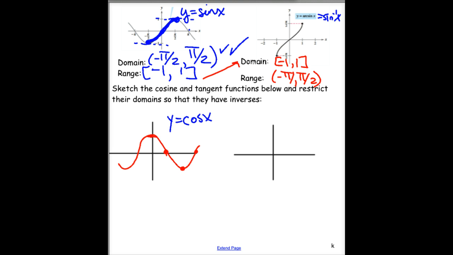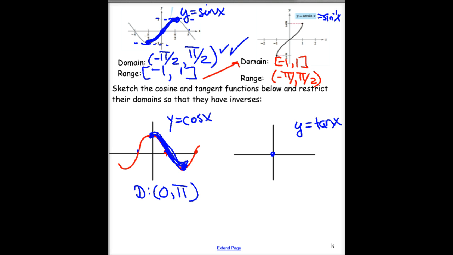The reason is because, again, it's where this hump is occurring here. I can't be from negative pi over 2 to pi over 2. This is the most logical domain restriction for cosine, from 0 to pi. So go shade that in. When your calculator evaluates cosine inverse, it will always give you an answer from 0 to pi.